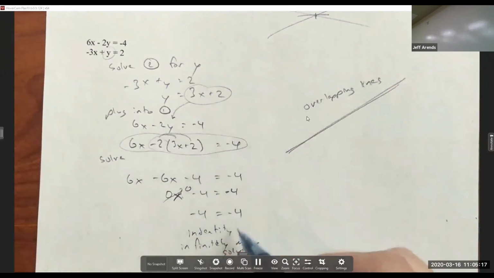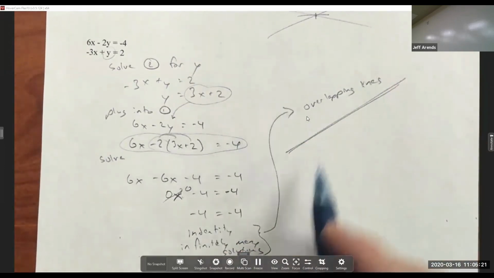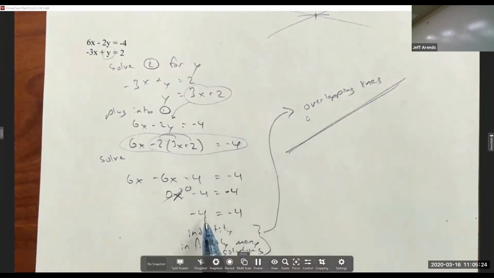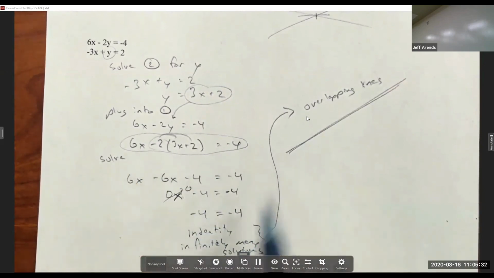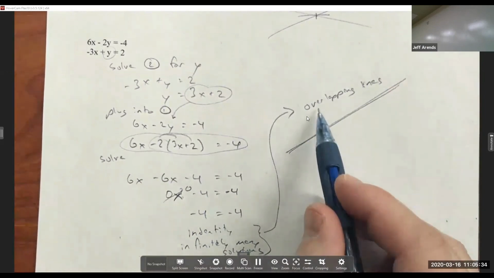So when I solved this equation, I ended up with an identity, which tells me that we have overlapping lines. The identity, remember, this is where we end up with the variables dropping out and we end up with a true statement. So no matter what value of x, this becomes a true statement. This is how I know that there's infinitely many solutions and thus overlapping lines.